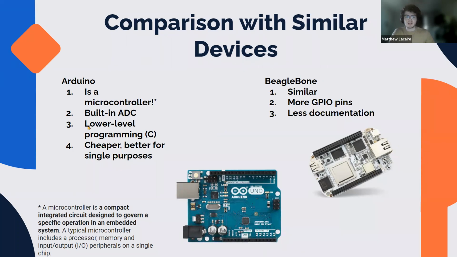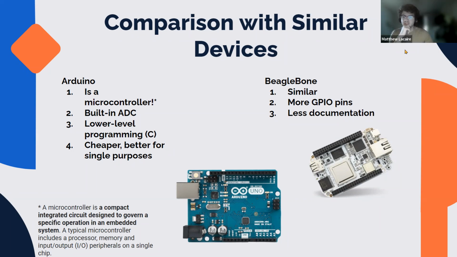It's also a lot lower level, right? So this uses C. And that means that in general, you'll be interacting more with the lower level, meaning there's more fundamental programming involved rather than other functions that may mask some of the underlying functions, as you'll see in Raspberry Pi with Python as well. So yeah, it's cheaper as well.